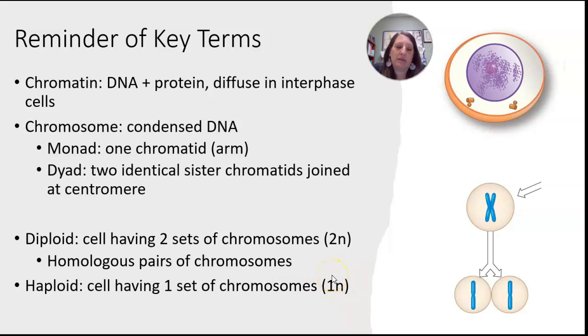When we think about somatic body cells in a human, our body cells are all diploid. The only haploid cells inside of us are our gametes, so egg cells and sperm cells. And so again, the process of meiosis is going to go from a diploid cell to 4 haploid cells being produced.